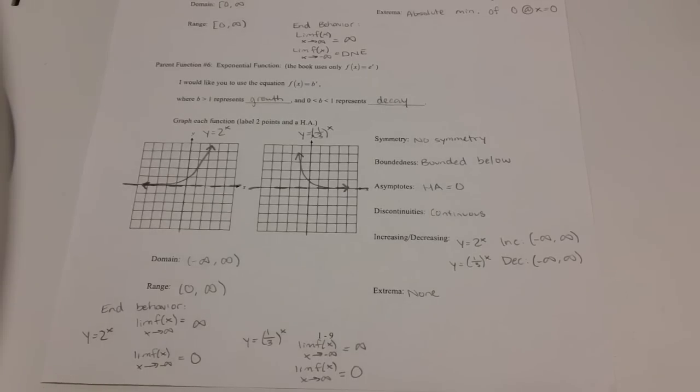y equals 2 to the x increases from negative infinity to infinity, and y equals 1/3 to the x decreases from negative infinity to infinity. The domain is negative infinity to infinity, and the range is 0 to infinity. The end behavior of y equals 2 to the x approaching infinity is infinity, and approaching negative infinity is 0. The end behavior of y equals 1/3 to the x approaching infinity is 0, and approaching negative infinity is infinity.